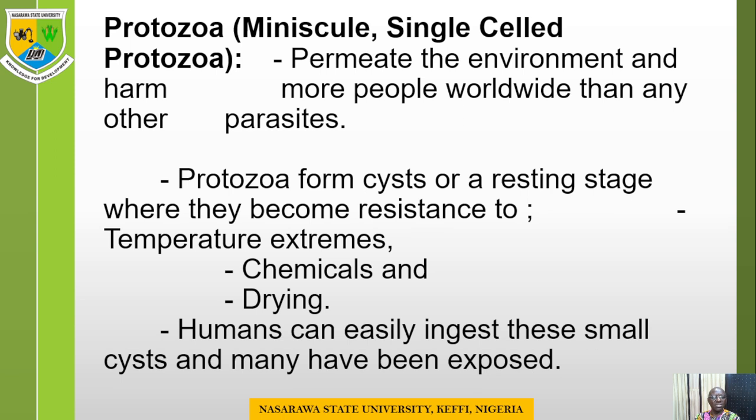Now, at this point, we also have protozoa, which are single-celled eukaryotic organisms that permeate the environment and harm more people worldwide than any other parasite. Protozoa form cysts, or a resting stage, where they become resistant to temperature extremes. In fact, even at 4 degrees centigrade, a microsporidia spore can survive in the soil, no matter the heat or temperature.